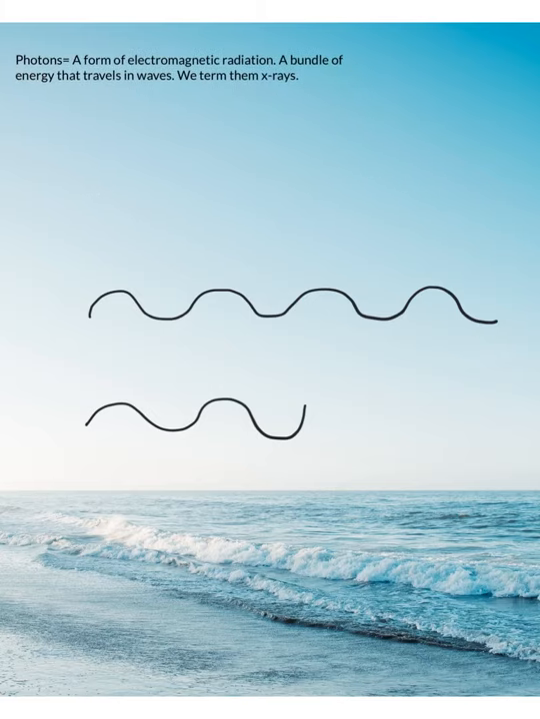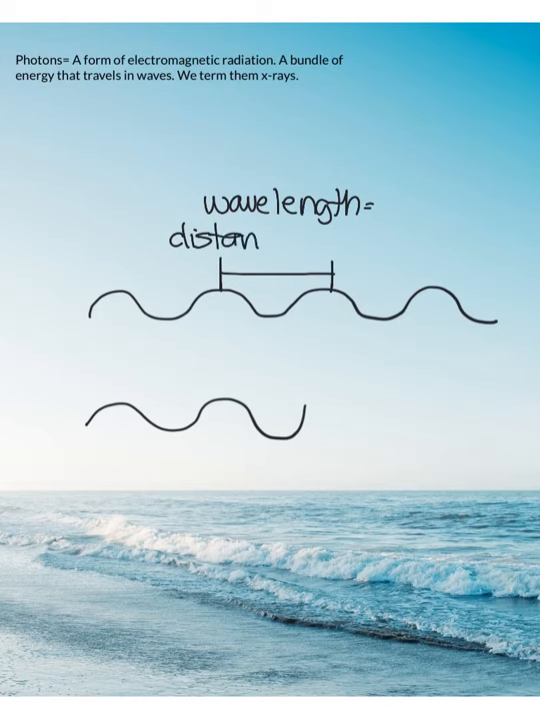Now, we need to deal with these waves. So here I've drawn for you guys two waveforms. We discuss waves in two different terms, wavelength and frequency. So the first one I'm going to draw for you guys on here is going to be wavelength. So we have two waves right here. The wavelength is simply going to be the distance between two waves.